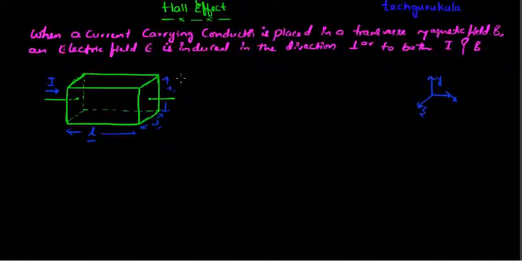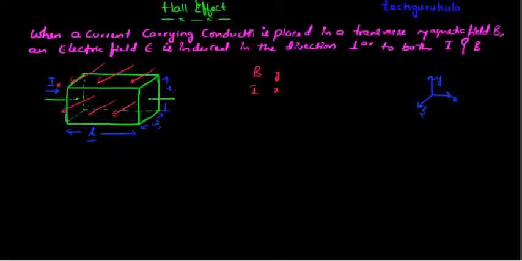Now let us consider magnetic field B in Z direction. So let me mark it down here. Let us take magnetic field in Z direction, and this I, the current, is flowing in X direction here, right? Magnetic field in Z direction and current in X direction.